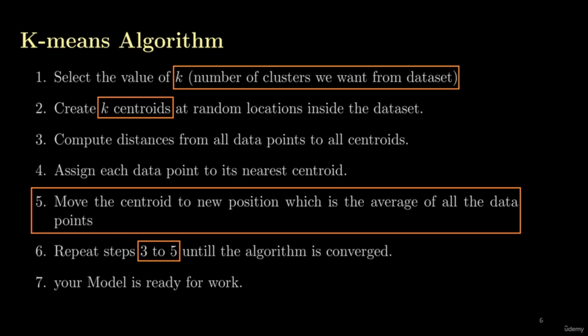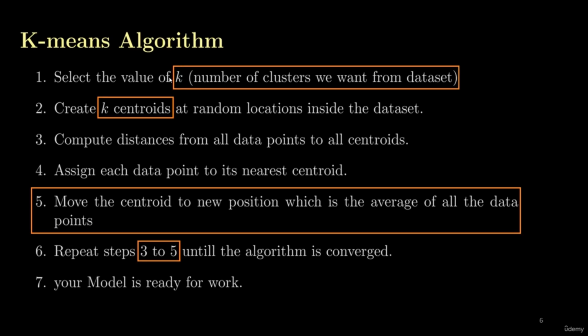The first step is we have to select the value of K, which is the number of clusters we want from the dataset. Now, there are many methods of selecting K, which we will discuss. The first method is a manual method, where we know in advance that we want to group our dataset into 2 clusters. In that case, we select K manually.